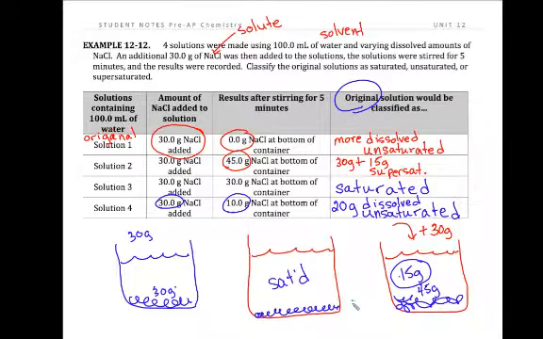If it's just a liquid sitting there, if you just add certain amounts of solute to it, then you can see what happens. If more dissolves, the solution must have been unsaturated. If no more dissolves, then it must have been saturated. If you end up with more solid than you added to begin with, it must have been supersaturated.